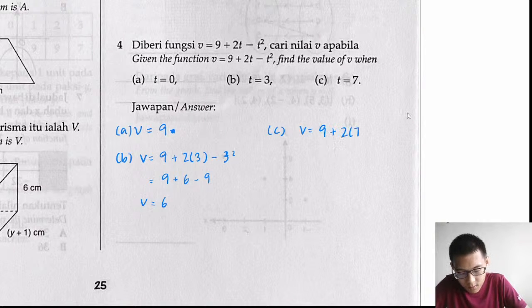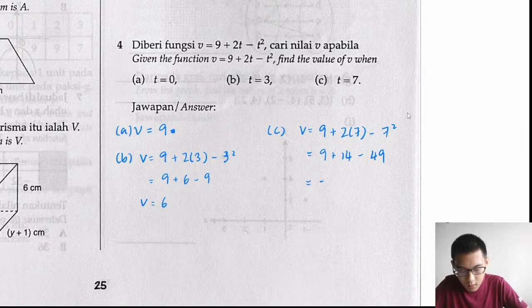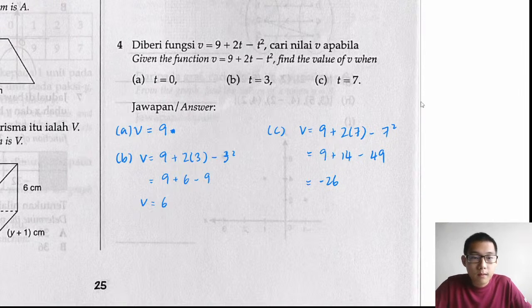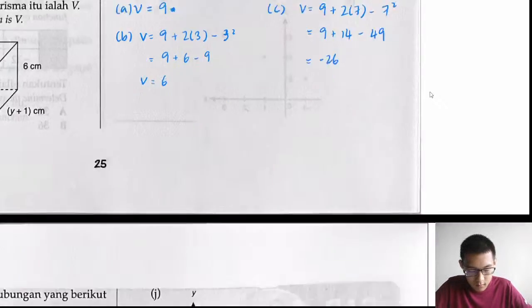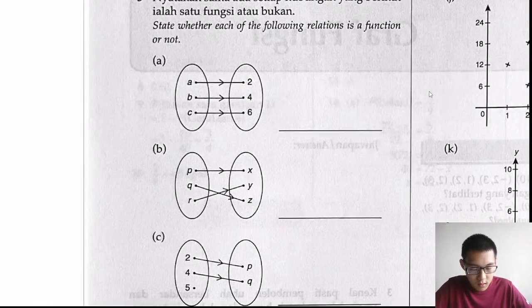When t equal to 7, 9 plus 2 times 7 minus 7 squared. So we'll get 9 plus 14 minus 49. So here I will get the answer, negative 26. Yeah, negative 26.